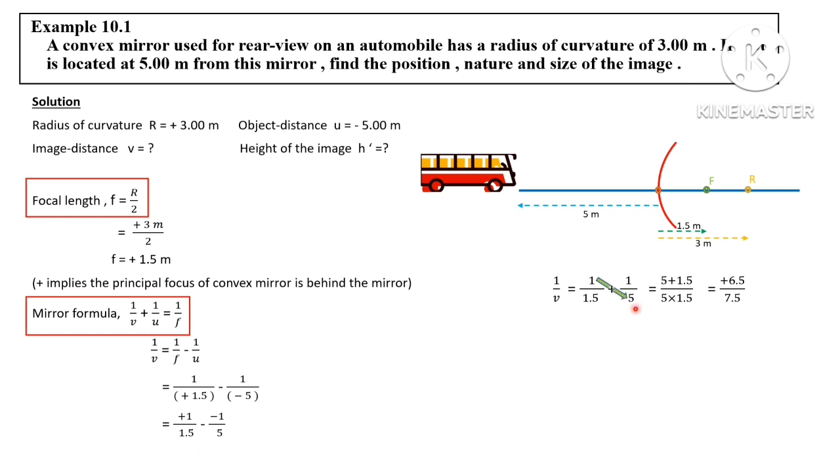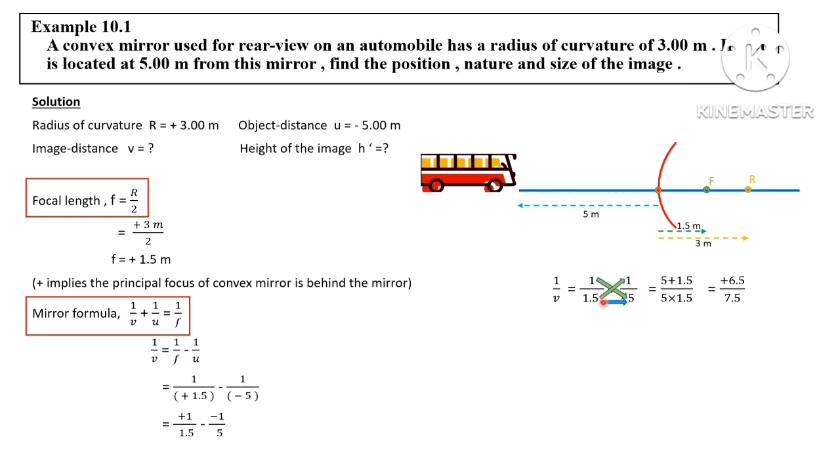Now doing the cross multiplication, that is 1 into 5, 5, plus 1.5 into 1, that is 1.5, divided by 1.5 into 5 or 5 into 1.5, that is given here. Okay, then doing this calculation, we will get plus 6.5 divided by 7.5. This is the value of 1 by v.